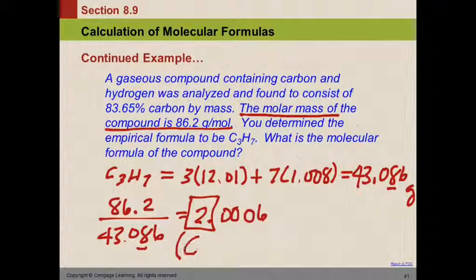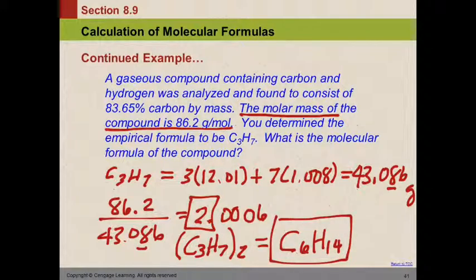And we're going to take C3H7 and multiply it not by n, but by 2. So the actual formula is C6H14. You can only do this if they give you the molar mass of the actual compound. Otherwise, you can't figure it out.